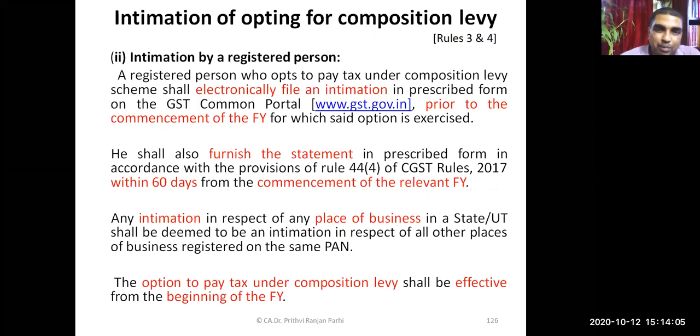But if the person is already registered, then what he can do? Already registered, then he can also file electronically an intimation prior to the commencement of the financial year. So in GST portal, this particular form is available. Through that form, one can intimate. He shall furnish a statement in the prescribed form in accordance with the provisions of Rule 44 within 60 days from the commencement of the relevant financial year. So before the financial year, he has to apply, and within 60 days from the commencement of the financial year, he has to furnish a statement. And the option to pay this composition levy shall be effective from the beginning of the financial year. If somebody applies, it will be effective from the beginning of the financial year.